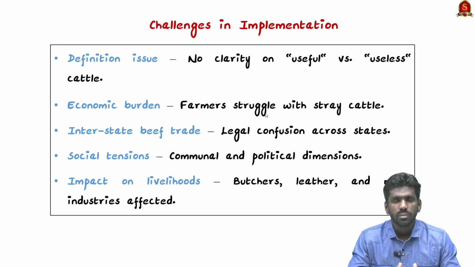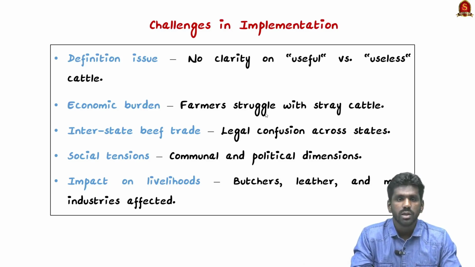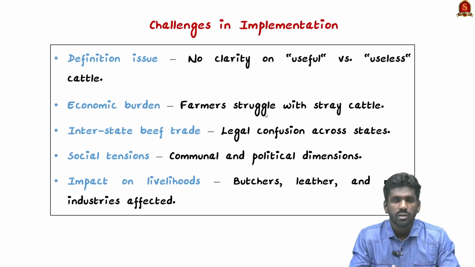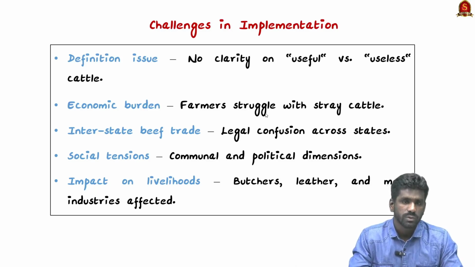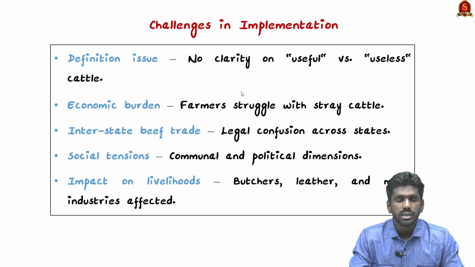The next one is the economic burden on farmers. The farmers struggle to maintain old and unproductive cattle. So it also leads to issues like the stray cattle menace. As I said earlier, there are various laws across various states. So the transport of cattle and beef from one state to another creates many legal problems. This is because if cattle are moved to another state where there is a strict cow slaughter ban, then the farmers may face legal and enforcement problems. So this interstate beef trade and varying laws across states also make the transport of cows difficult and a major issue. The next important challenge is religious and social tensions.